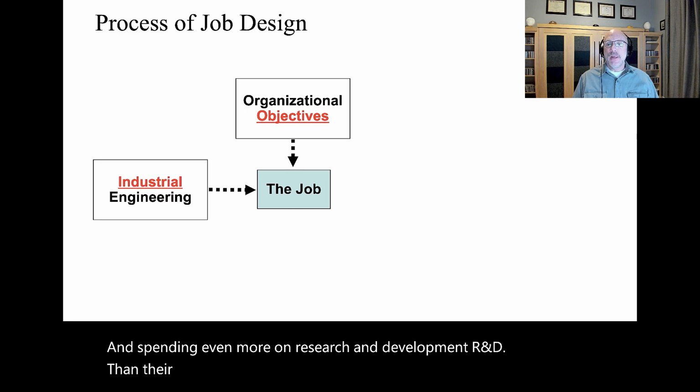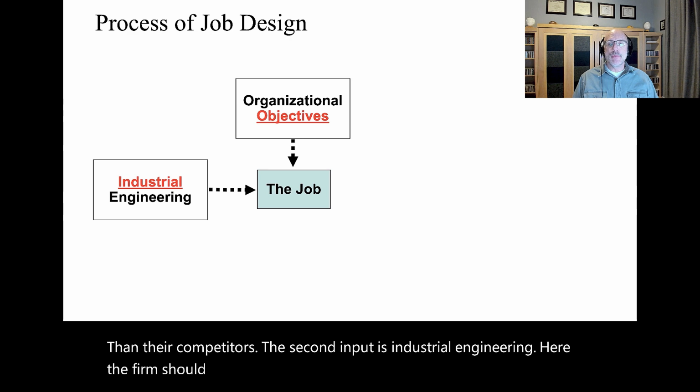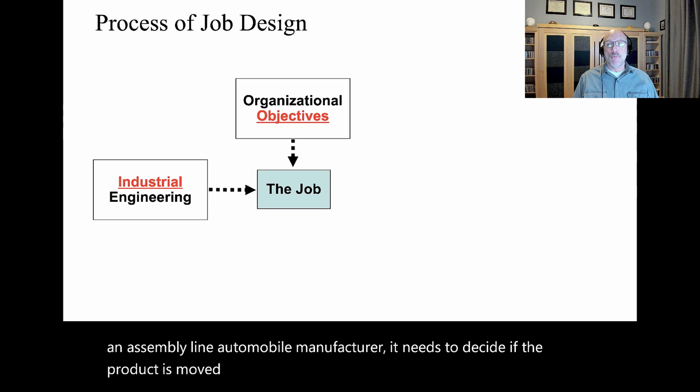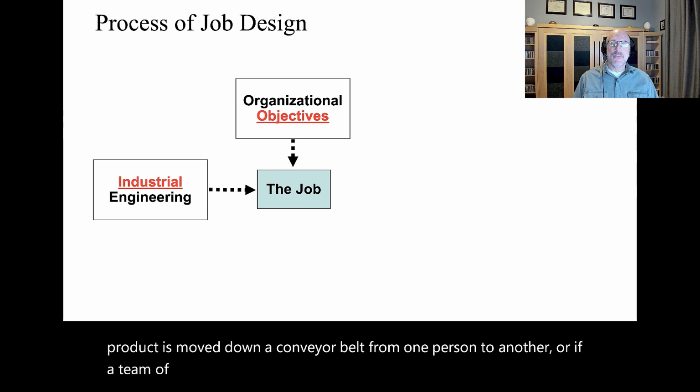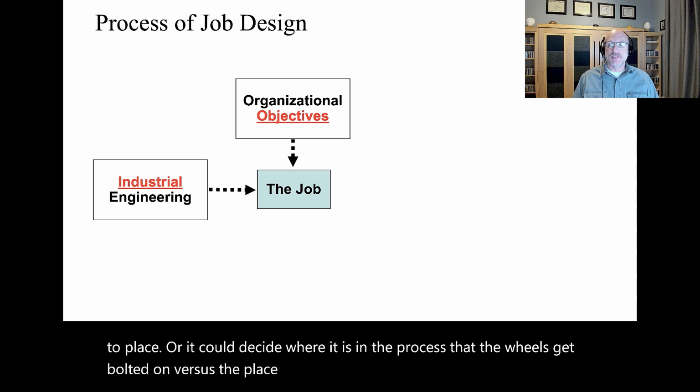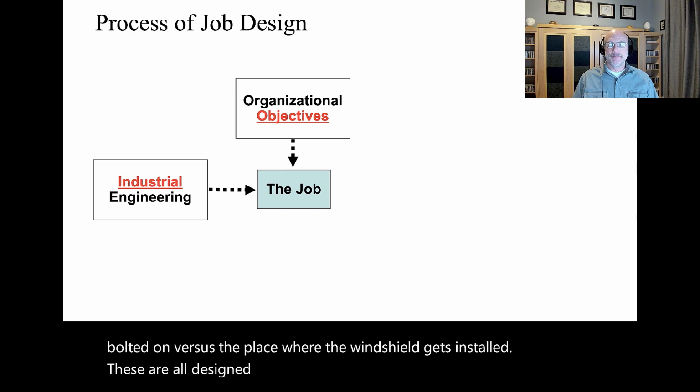The second input is industrial engineering. Here the firm should focus on the relationship between the various jobs. If it's an assembly line automobile manufacturer, it needs to decide if the product is moved down a conveyor belt from one person to another, or if a team of workers follows the product down the conveyor belt from place to place. Or it could decide where it is in the process that the wheels get bolted on versus the place where the windshield gets installed. These are all designed to maximize efficiency.